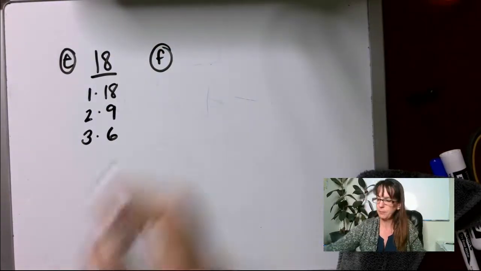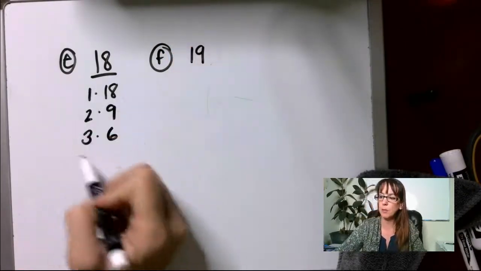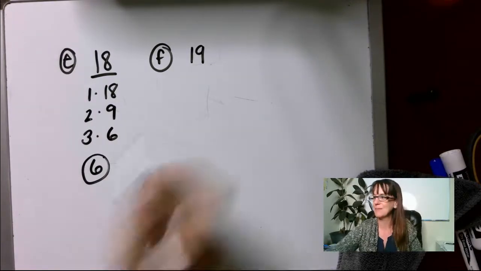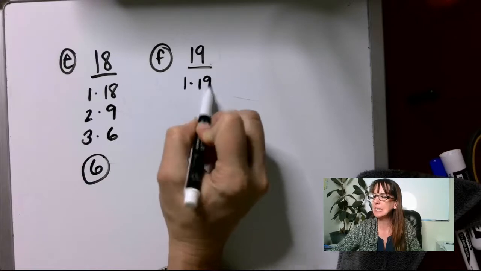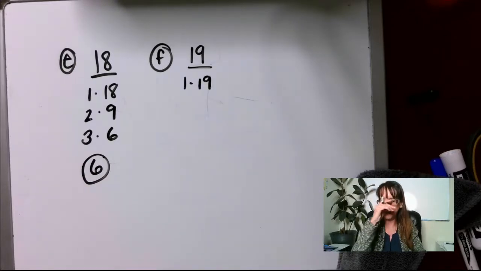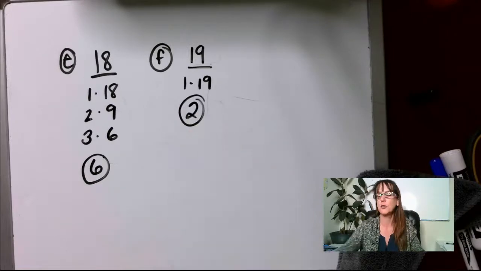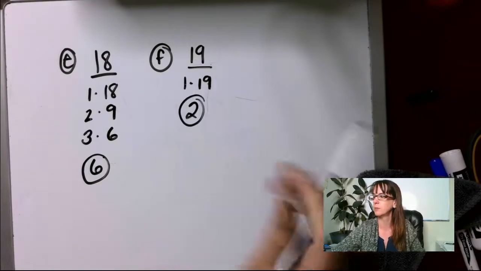Oh, so the number of factors that this has? 6. Got to make sure we're answering the correct question. Let's try F. 19. We have 1 times 19. And guys, again, good idea to know your prime numbers up to 20 because this is a prime number. So the number of factors we have is 2. Just 1 and 19.